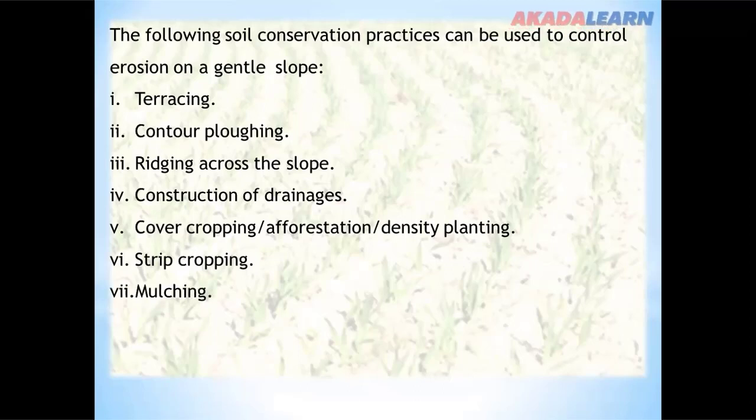The next one is mulching. Mulching is the act of covering soil surface with such materials as dry grasses, crop residues, and polythene sheets. It reduces the impact of raindrop on soil. It reduces the speed of runoff. Decayed mulch improves soil structure, most especially when grasses are used, and so help check soil erosion.